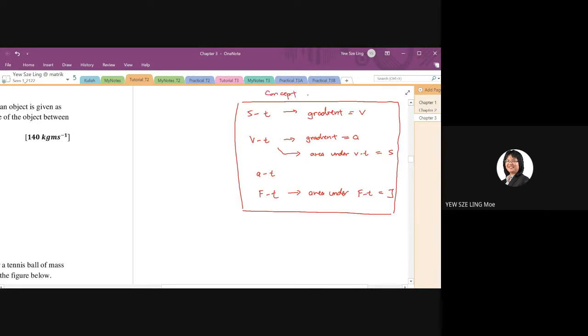So when it comes to concept, usually you will be awarded 1 mark, K1, if you write it down correctly at the correct place. K1 means concept 1 mark. So usually if you write down all these terms, gradient equals velocity, gradient equals acceleration, area equals displacement, area equals impulse, then usually you will get 1 mark, because it means you understand the concept.